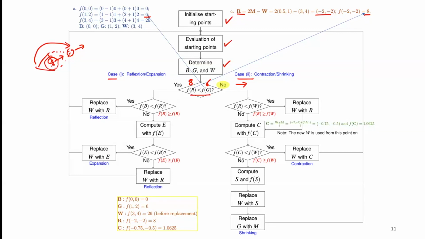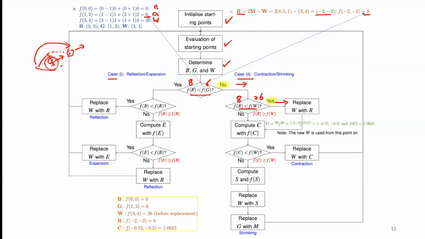So we go to this direction, and now we are at this block to make the decision. Now we have the R point, the cost is 8, and then we have the worst point. This is B, this is G, this is W, and W is 26. 8 is smaller than the worst point. It seems that we are doing good, at least because we are able to find a point that is better than the worst point. So we go to this direction, because the answer to this question is yes.